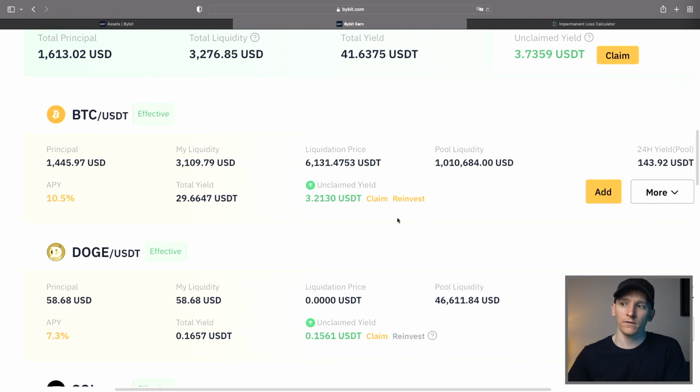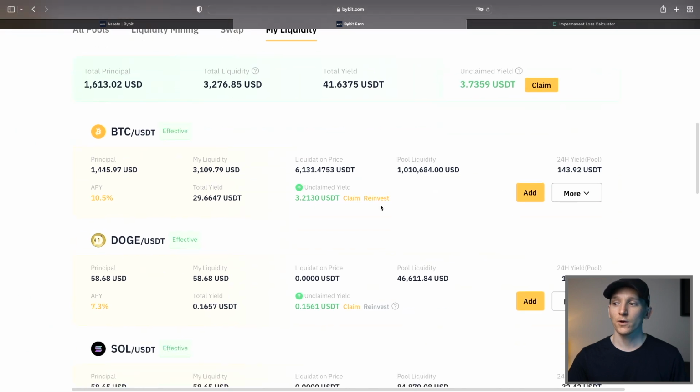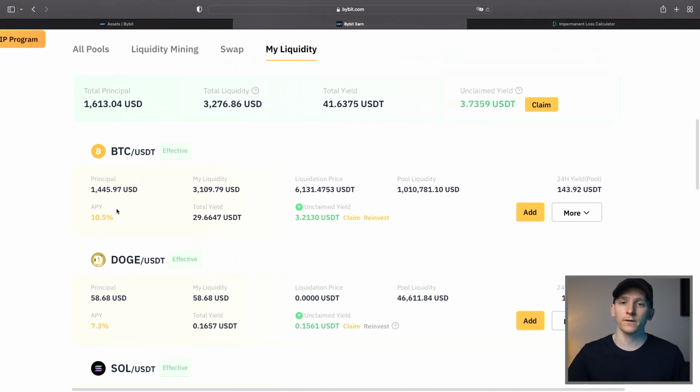And there's no gas fees as well. So that's obviously an advantage of doing it on Bybit. So you can claim that very easily and then move it back in to compound your position, or simply take that yield out. Now I have to touch on impermanent loss, which is something that automated market makers have.